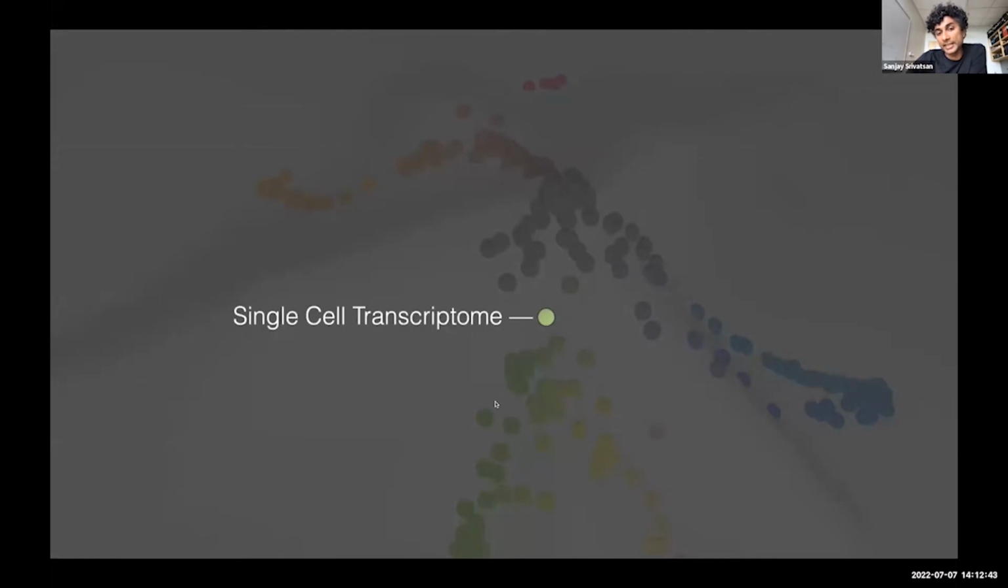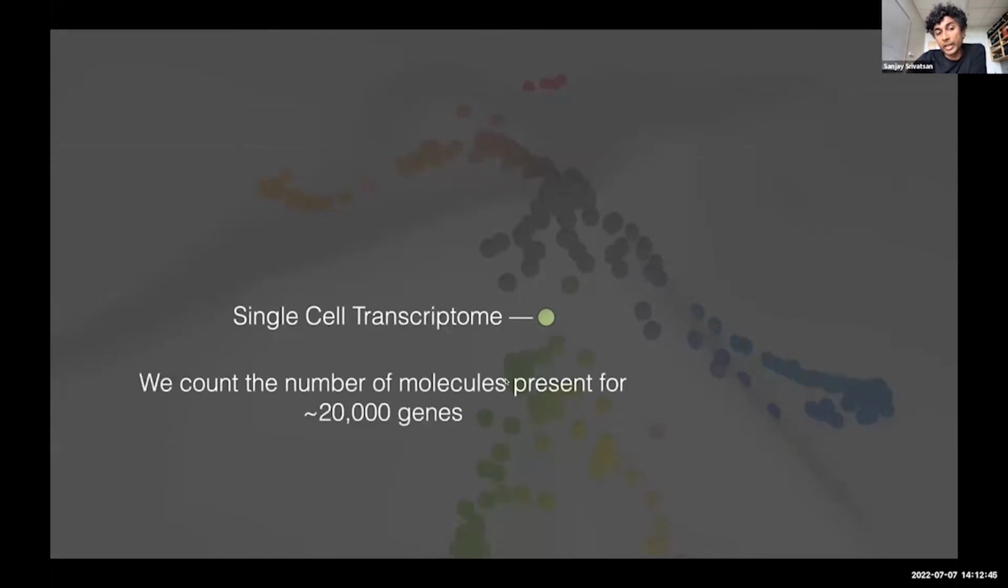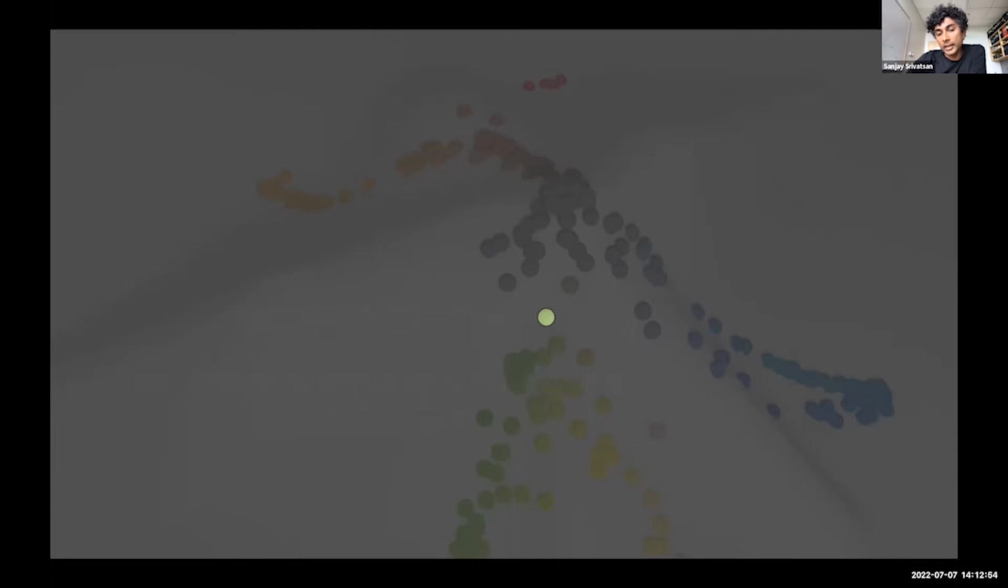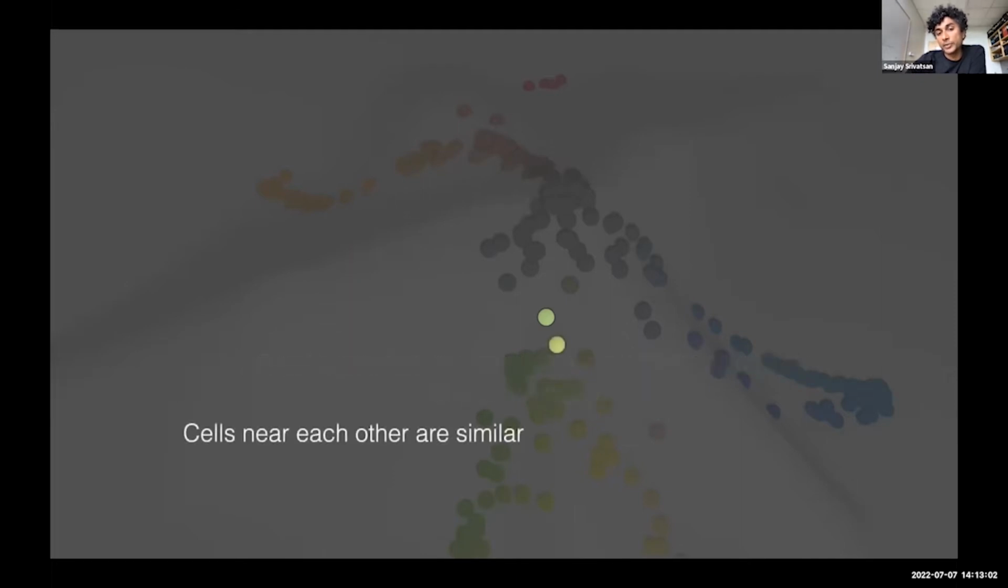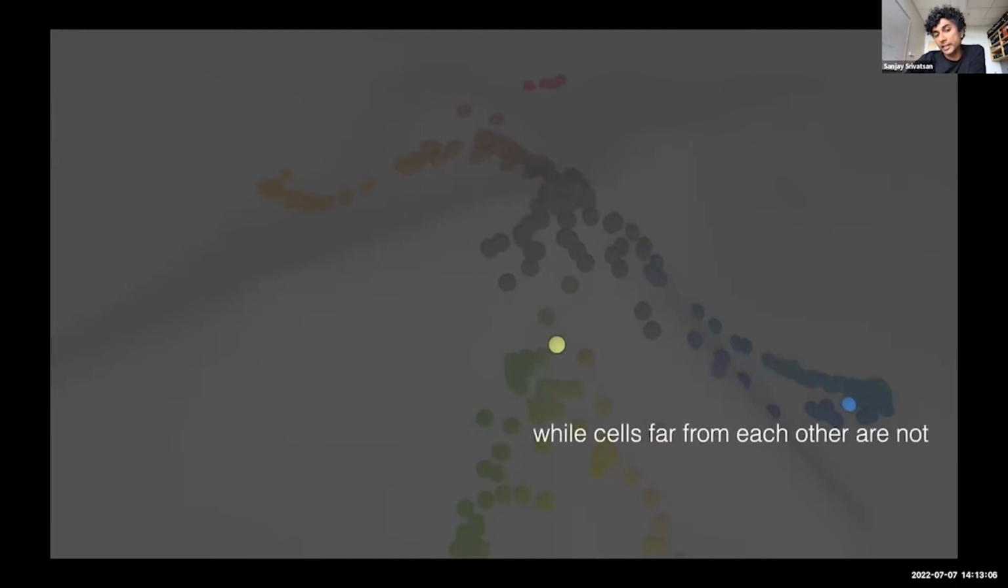So here we're looking at a single cell transcriptome. What I mean by that is we've effectively counted the number of molecules present for about 20,000 genes in a cell. And when we're looking at this plot, the way to interpret it is that a cell's position on the scatter plot actually denotes similarity in gene expression. So if you have two cells that are near each other, they're going to be very similar. And two cells that are far from each other are going to be more dissimilar.